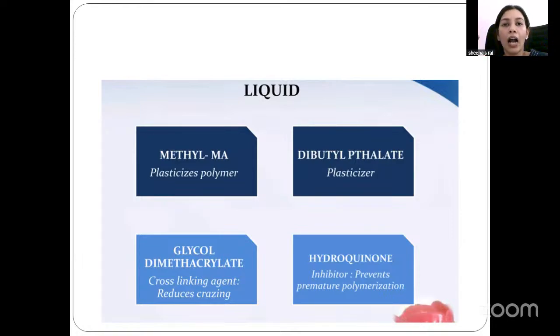What is the use of hydroquinone? They prevent premature polymerization. What is premature polymerization? As I told, there should be heat which activates the monomer to cause polymerization, right? So what happens if some heat occurs before we need it? To prevent that, hydroquinones are used. So hydroquinones are those which prevent the premature polymerization. So please keep this point in mind.